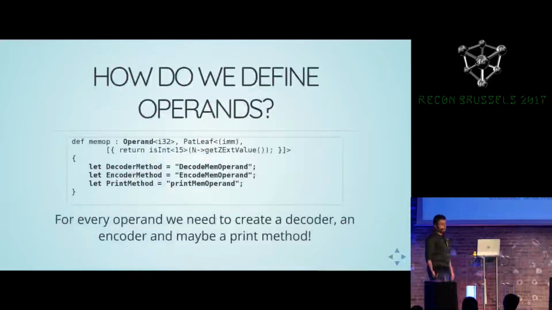How do we define an operand? We always make an instance of this class, the operand class. And we have to define a decoder method, an encoder method, and the print method. What these methods do is, the decoder takes the hardware-encoded bits and converts them to an internal LLVM representation. The print method takes this internal LLVM representation and converts it to a string. The encoder is the inverse of the decoder.